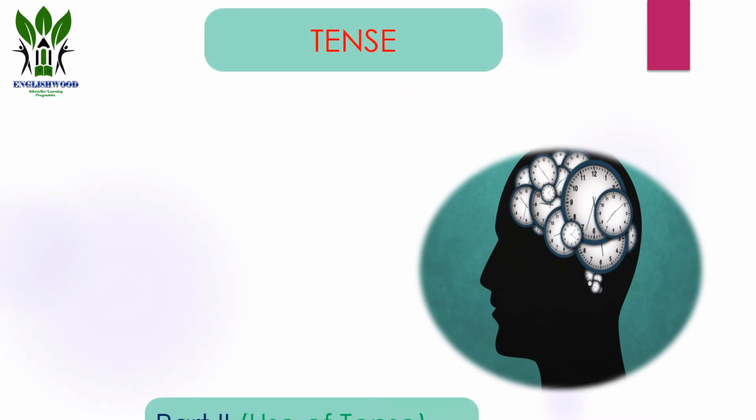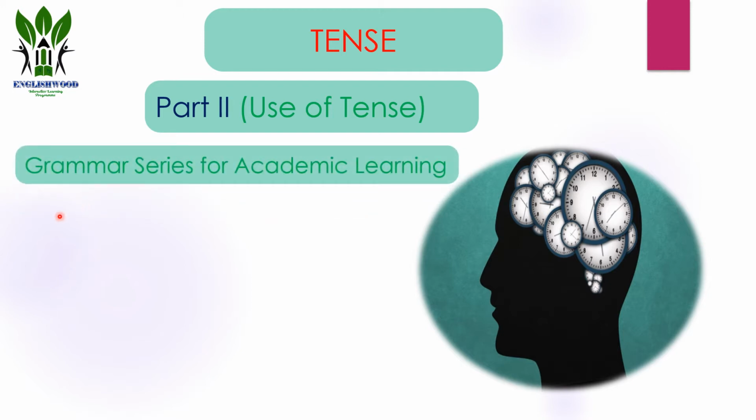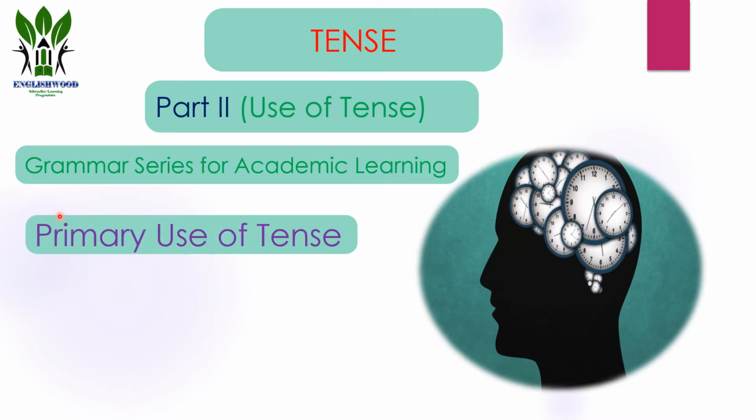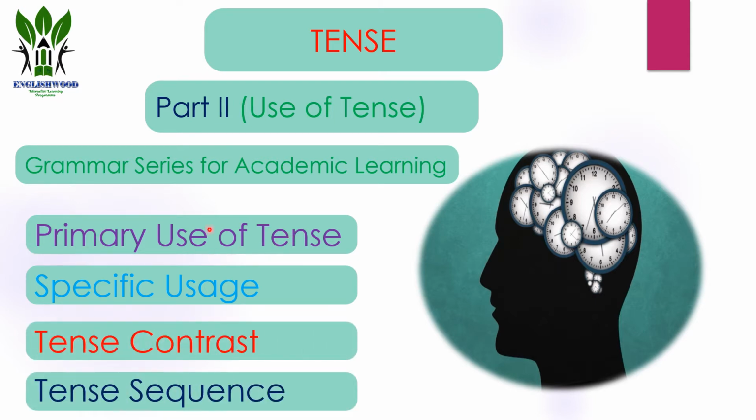So today we are discussing tense. It is part two of the tense lesson, because we have already discussed part one, and this is the grammar series for academic learning. Here we are discussing four different categories of tense use. One is the primary use of the tense, the most important use, and then we talk of the specific uses, that means the tense and the time adverbials. Then we'll learn about the tense contrast. This also gives clear ideas about using the tenses, okay? And the tense in sequence is for your further, better, and advanced learning. All these types of uses are important to get clear ideas about the use of tense. Let's go ahead.